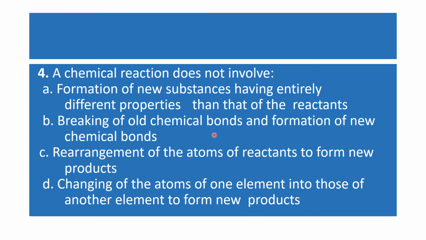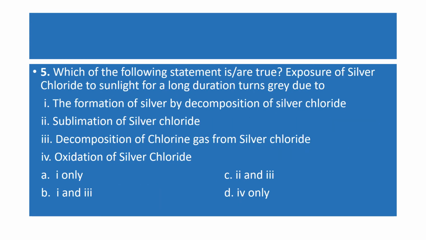As you know, suppose H2 plus O2 will always form H2O, in which H2 is there, O2 is there. In the same way, suppose C plus O2 gives CO2, meaning again C and O on the reactant side, C and O on the product side. So D option is correct here, because they are asking what a chemical reaction does not involve. So yes, it does not involve changing of atoms of one element into those of another element to form new products.